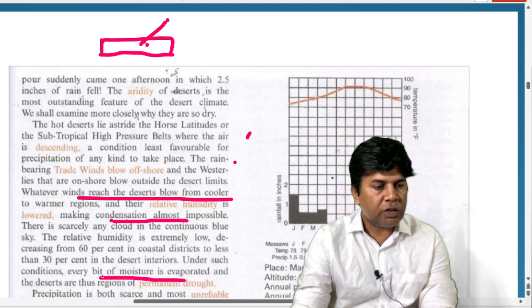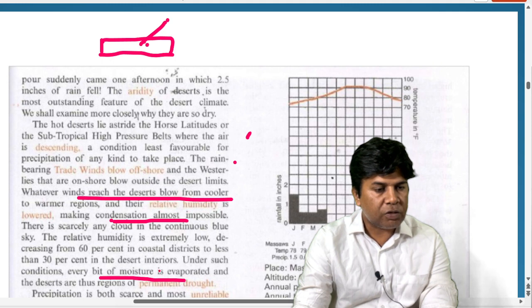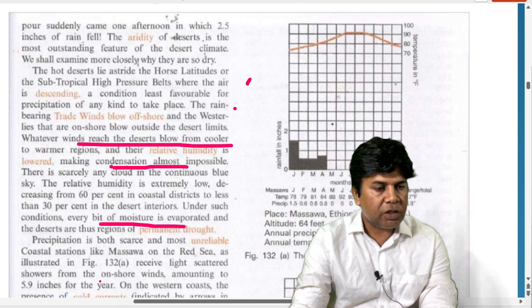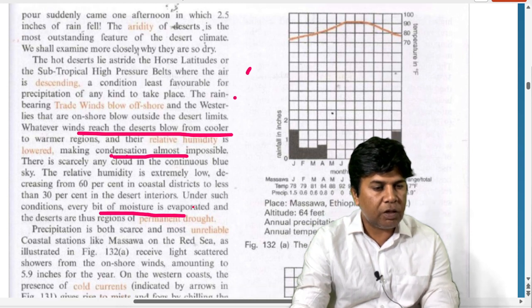So under such condition, when the relative humidity is very low and the temperature increases, then whatever moisture is present also gets evaporated, and that's why this area faces a permanent drought-like situation. Precipitation is both scarce and most unreliable.